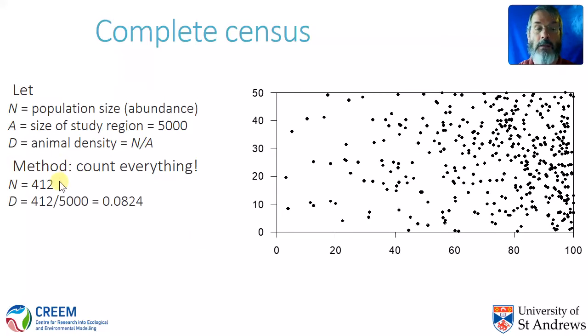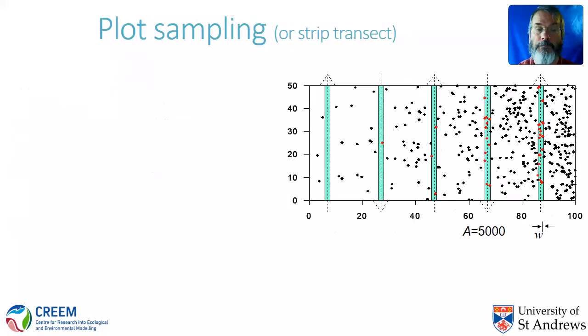And then given the known number of individuals, we can compute the known density by dividing the number of individuals by the size of this study area. As I say, hard to accomplish in practice. And so let's be a bit more realistic about what we might be able to do in the field to produce estimates of population size.